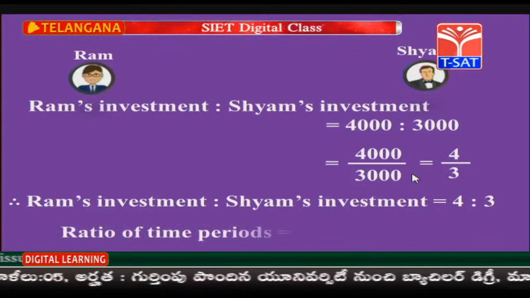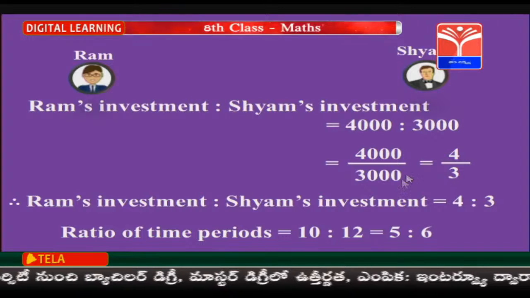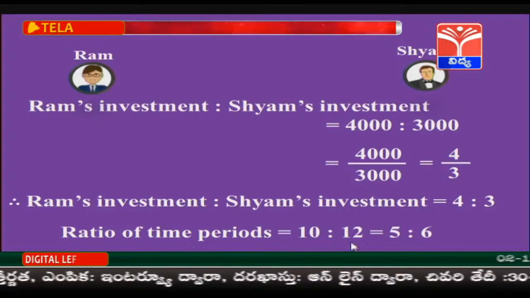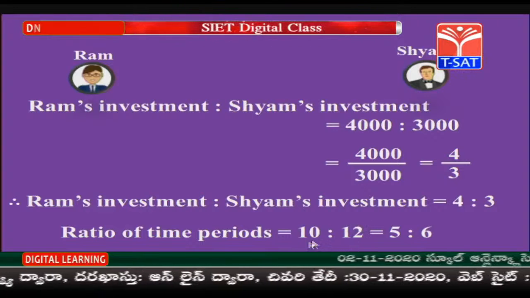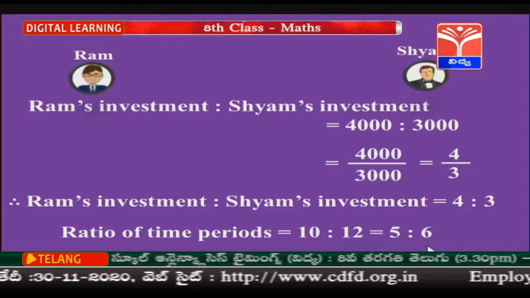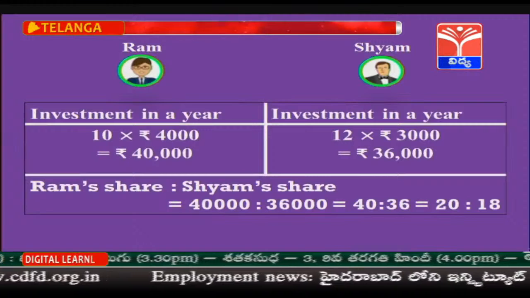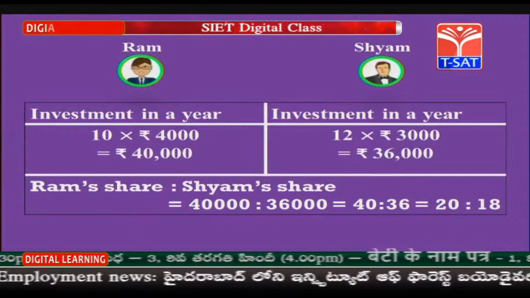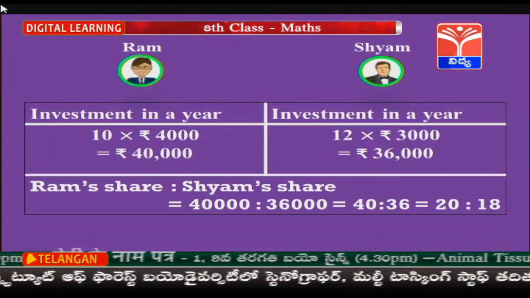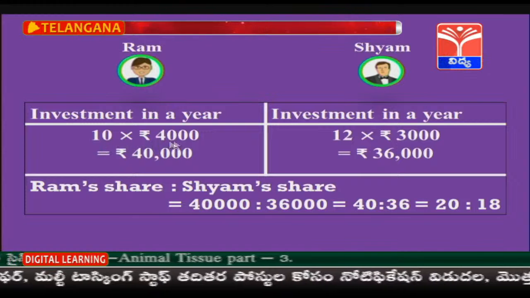Now, children, let us find out the ratio of their time periods. We have seen that Ram has invested for 10 months, whereas Shyam has invested for 12 months. Again, writing this as 10 by 12 and simplifying, we get the ratio as 5 is to 6. So, children, we are going to now see how much amount they have invested in a year. If you notice, Ram invested for 10 months and per month 4000.